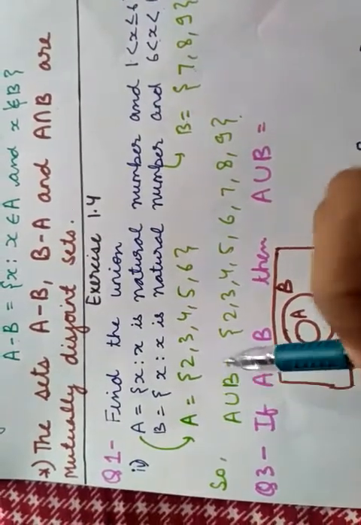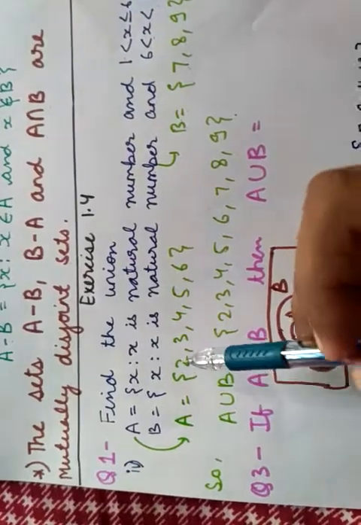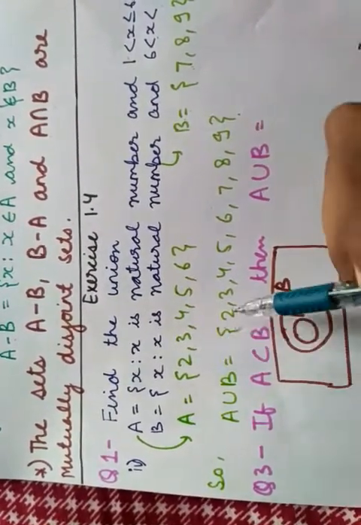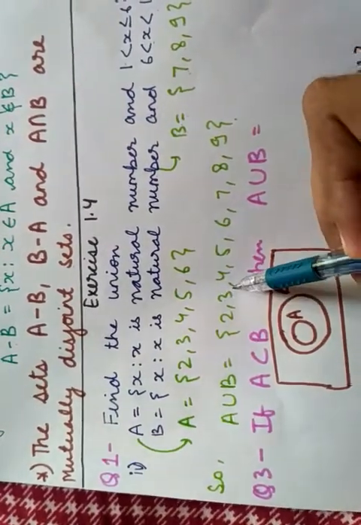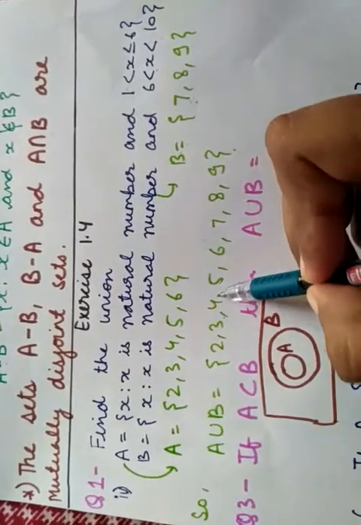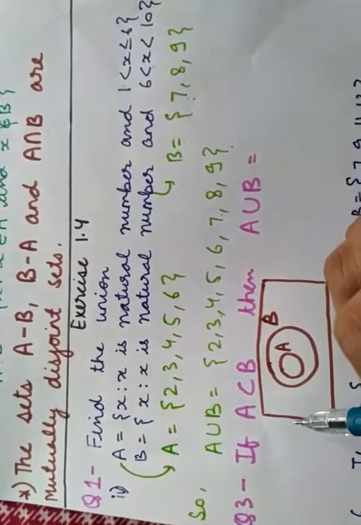I have told you that whenever we write the union of any two sets, each element has to be mentioned from the set A and the set B. So we will mention the elements 2, 3, 4, 5, 6 from A, and then 7, 8, 9 from B. So we have 2, 3, 4, 5, 6, 7, 8, 9. A union B equals these elements.